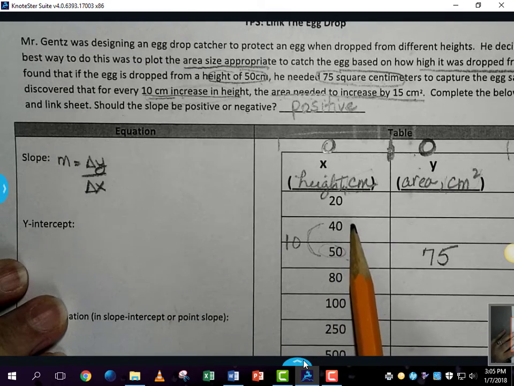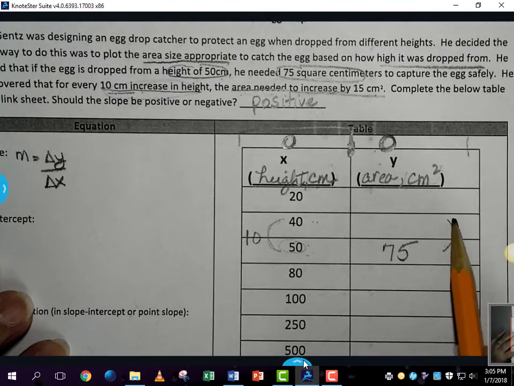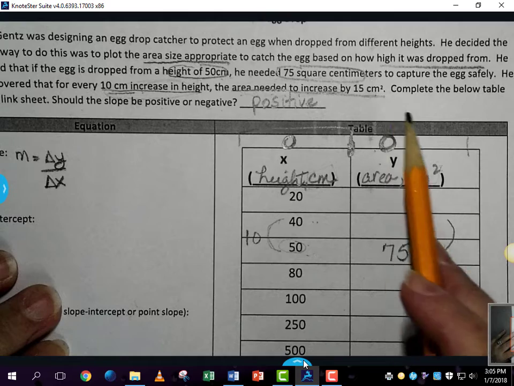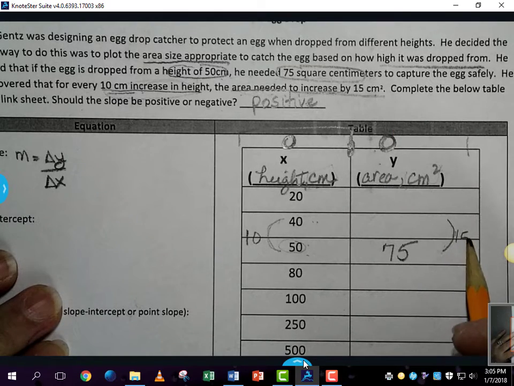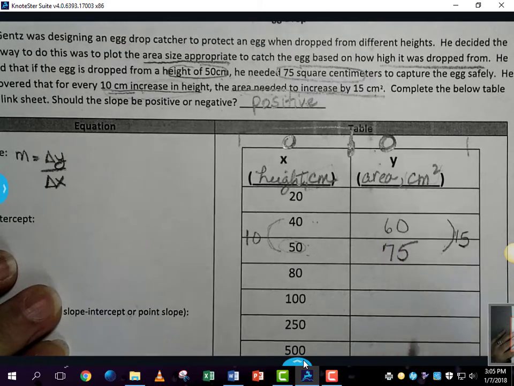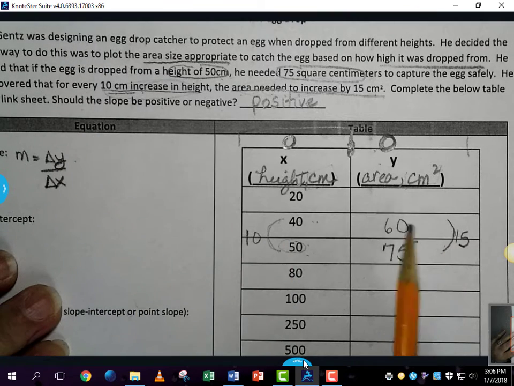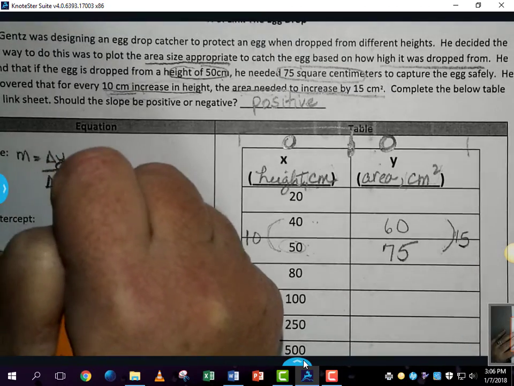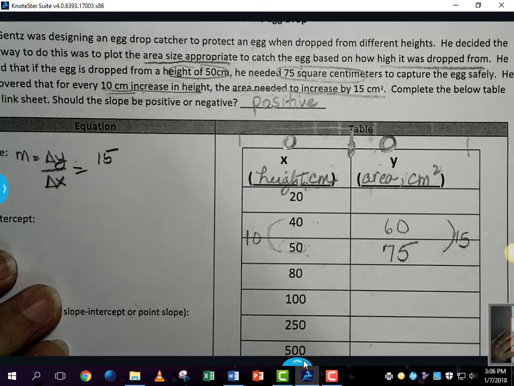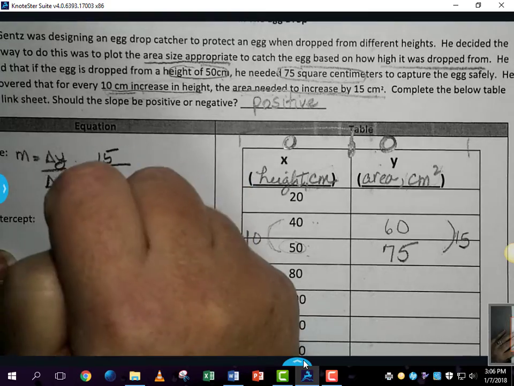When the height increases by 10 centimeters, as it does here, the value of y, our dependent variable, is going to increase by 15. So this needs to be 15, right? And then therefore this would be 60. Well, it says the change in y. We know the change in y. The problem told us that the change in y was going to be 15. That it increases 15 centimeters in area whenever the height increases by 10.